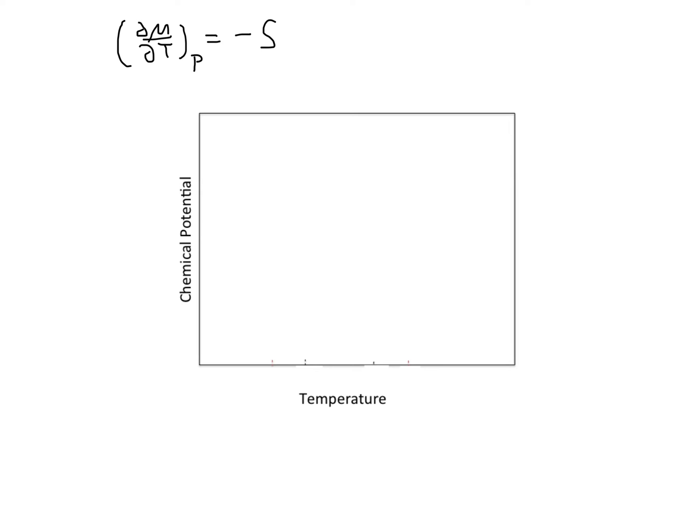At low temperatures, we expect to have a solid. Solids have very small entropies, and so we expect the slope of the chemical potential versus temperature to be shallow. At the melting point, we will form a liquid. A liquid has a higher entropy than the solid, and so at that point, the slope will increase. At even higher temperatures, we form a gas. A gas has the highest entropy, and therefore we have an even steeper slope for the gas.